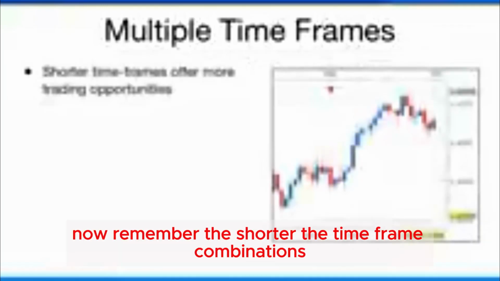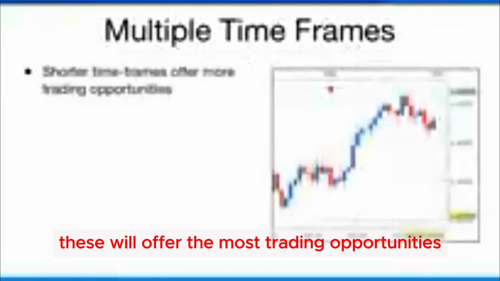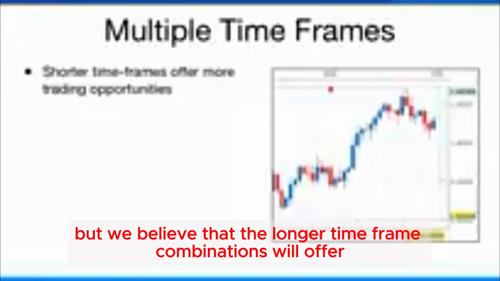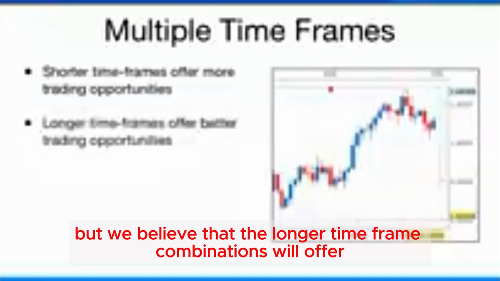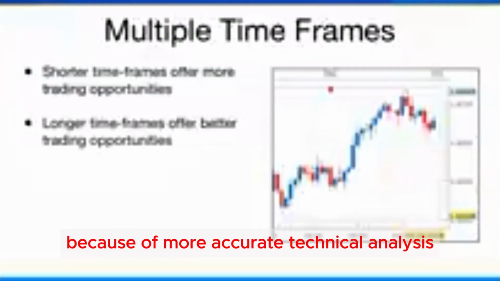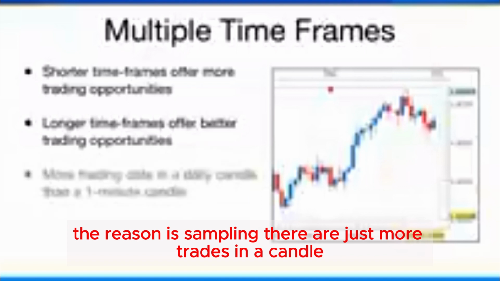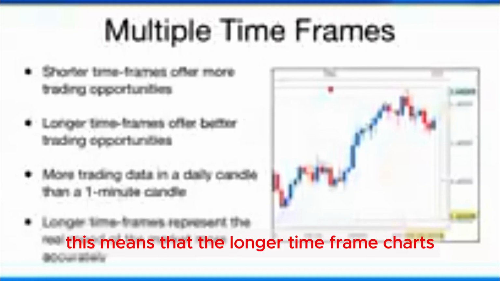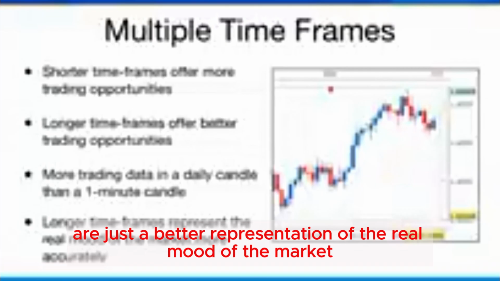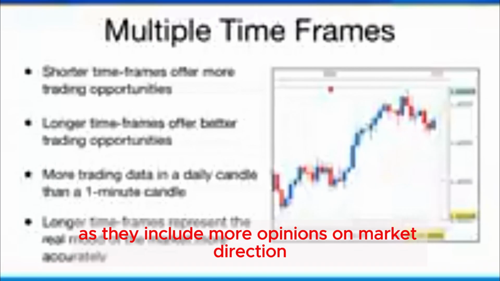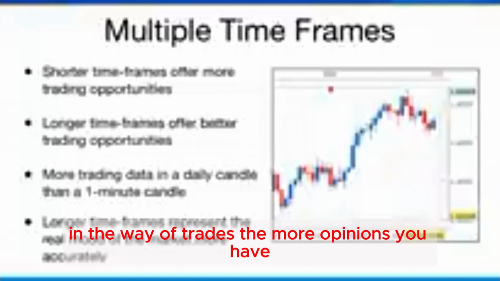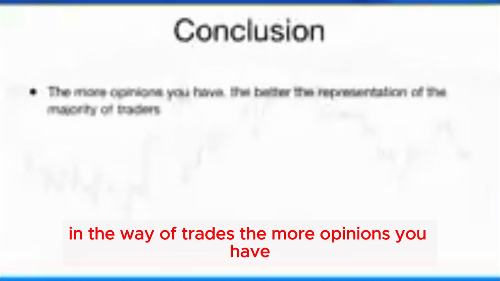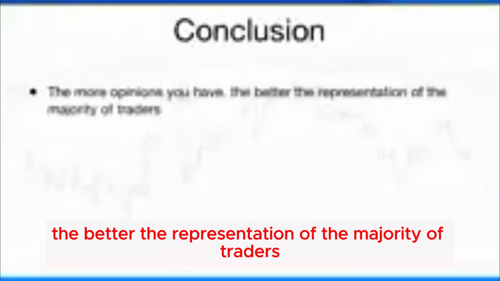Now remember, the shorter time frame combinations will offer the most trading opportunities, but we believe that the longer time frame combinations will offer the better trading opportunities because of more accurate technical analysis. The reason is sampling. There are just more trades in a candle on the daily chart than there is in a candle on a 1-minute chart. This means that the longer time frame charts are just a better representation of the real mood of the market, as they include more opinions on market direction in the way of trades. The more opinions you have, the better the representation of the majority of traders.